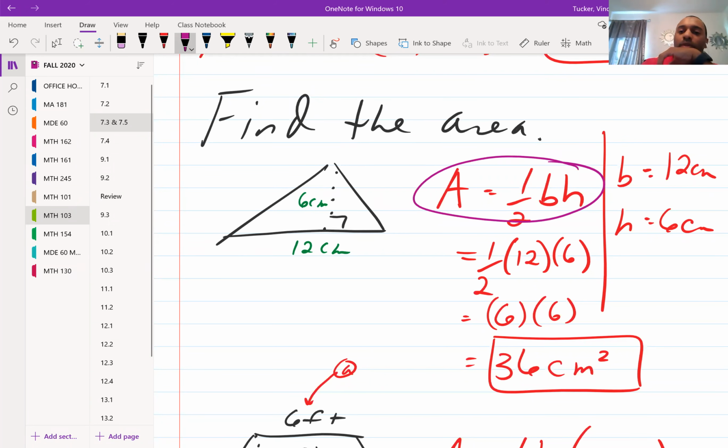The formula for the triangle is 1/2 base times height. So I plug those values in accordingly. 1/2 times 12 times 6. Half of 12 is 6. 6 times 6 is 36 centimeters squared.